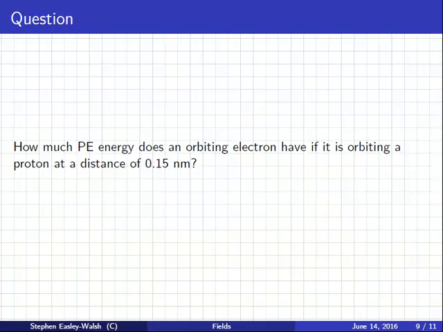Right, here's a simpler one. What's the potential energy of an electron orbiting a proton at this distance? This is just a straightforward type it into the formula I gave you. So tell me what you get here.